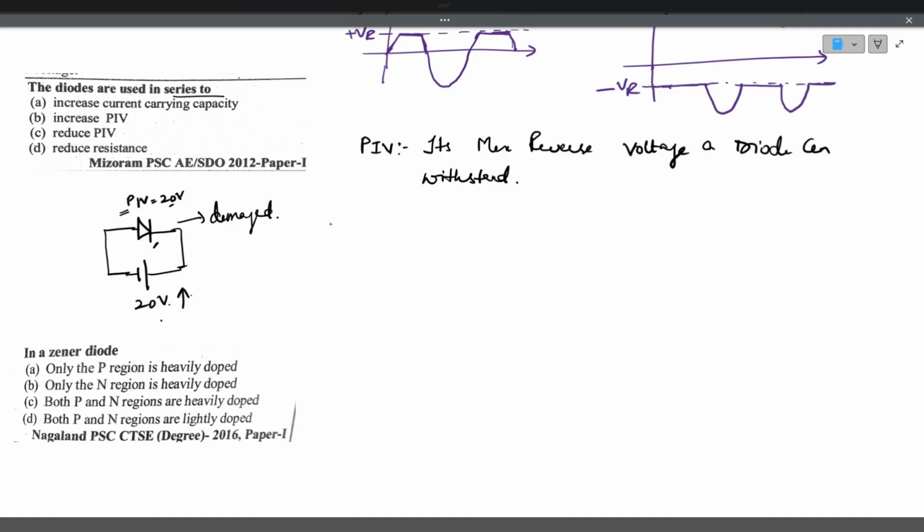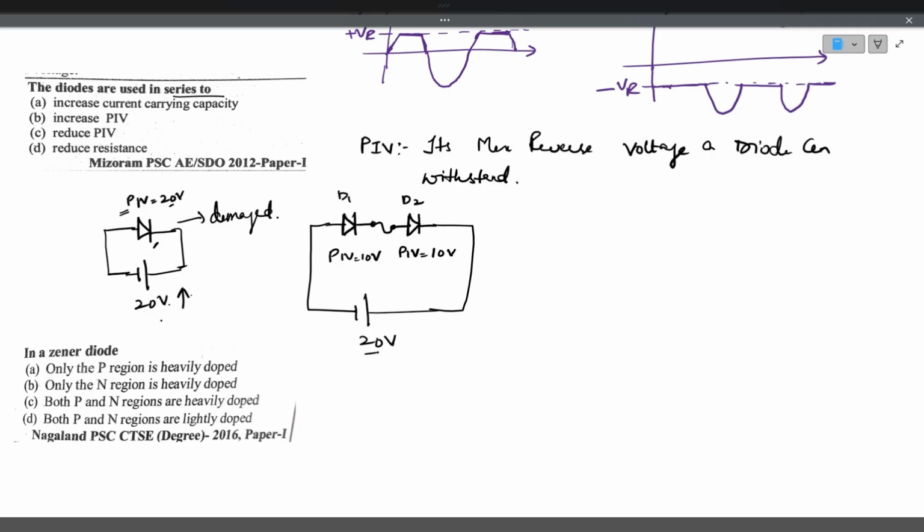But I have only two diodes. Assume I have two diodes, diode D1 and D2, whose PIV rating is 10 volts. Then what to do? Then what you can do is you can connect these diodes in series and apply the voltage in the circuit. So now this 20 volts reverse voltage will be dropped as 10 volts across D1 and 10 volts across D2.